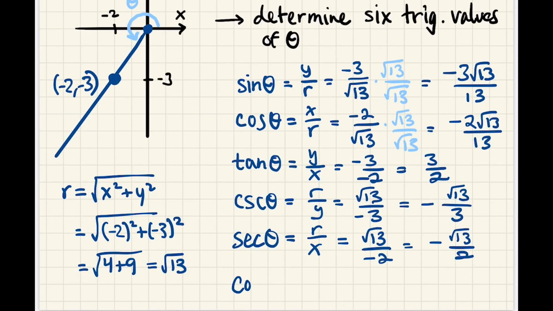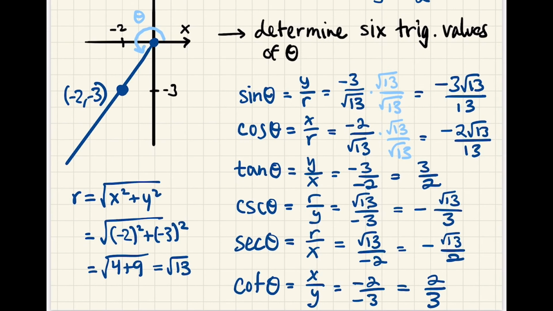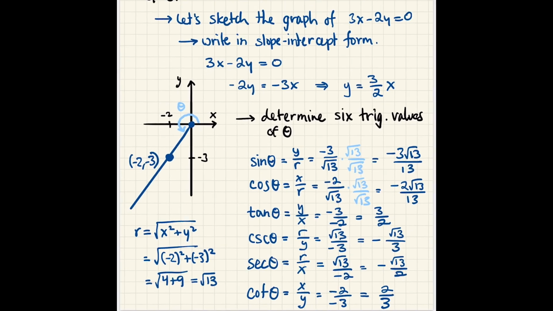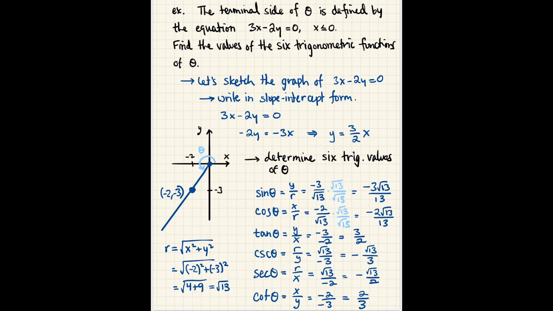And finally, that's cotangent of theta, which is x over y. And x is negative 2 and y is negative 3, so the negatives cancel, giving us 2/3. And there we are. We have the 6 trigonometric functions of theta. And once again, we don't know the actual numerical degree value of theta, but it wasn't necessary for solving this problem.